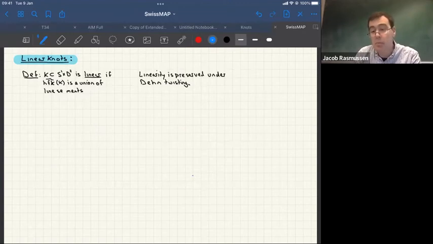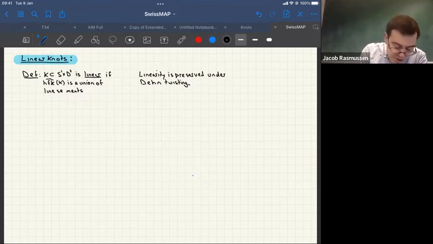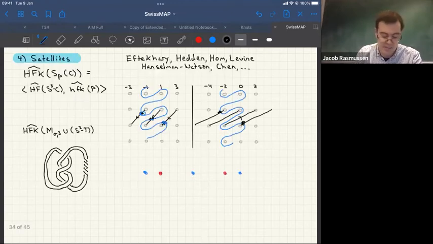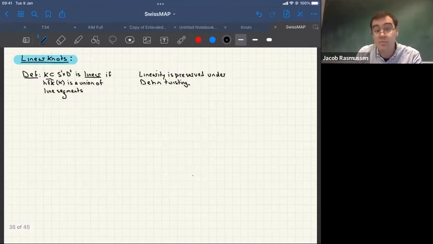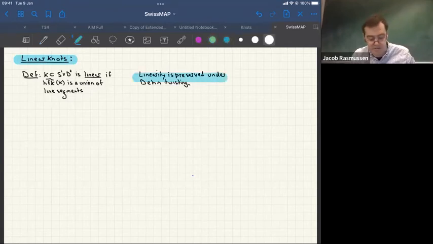So that's an example. You could ask, when can we actually understand what this invariant is? A very nice, simplest situation that you can have is, we'll say that K is linear if little HFK is just a collection of line segments. So that's what we saw for the trefoil inside the solid torus. And I guess one thing we saw is that linearity is preserved under Dehn twisting. It's kind of straightforward.